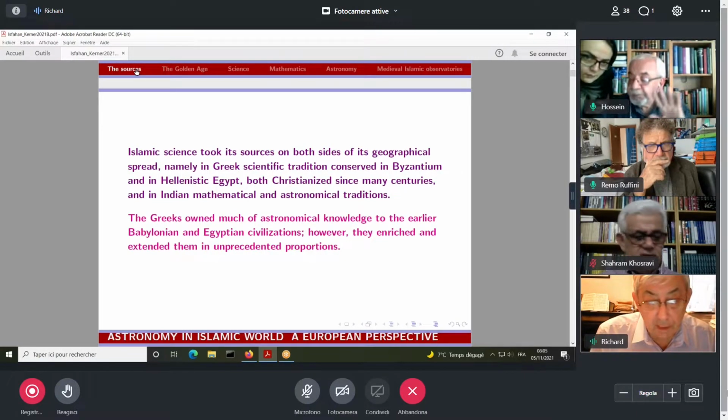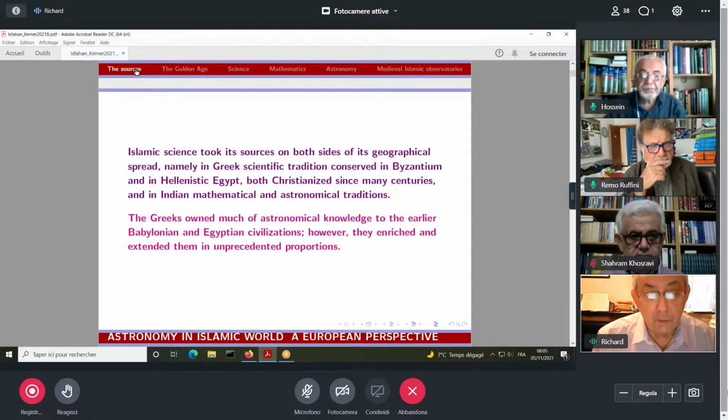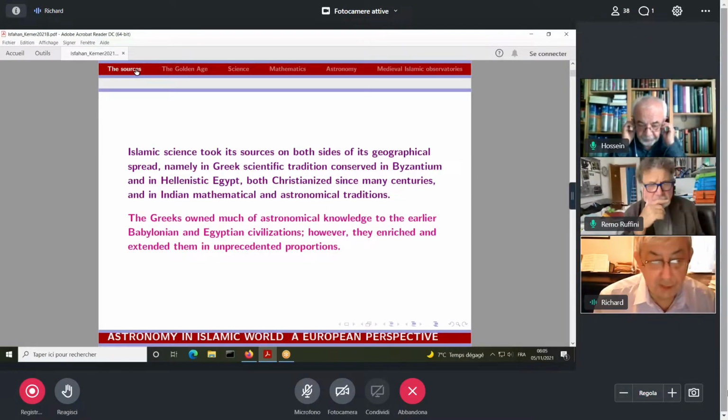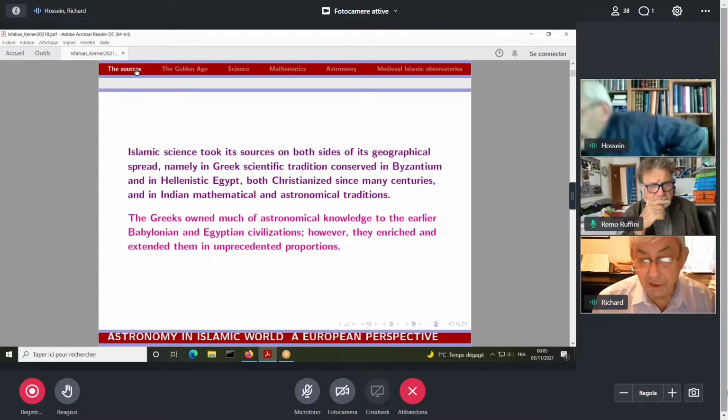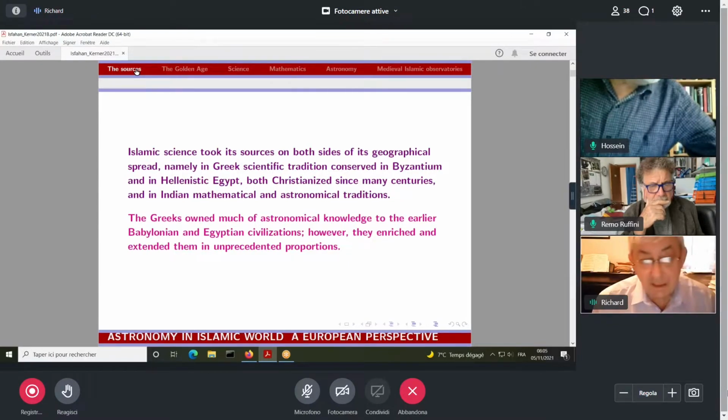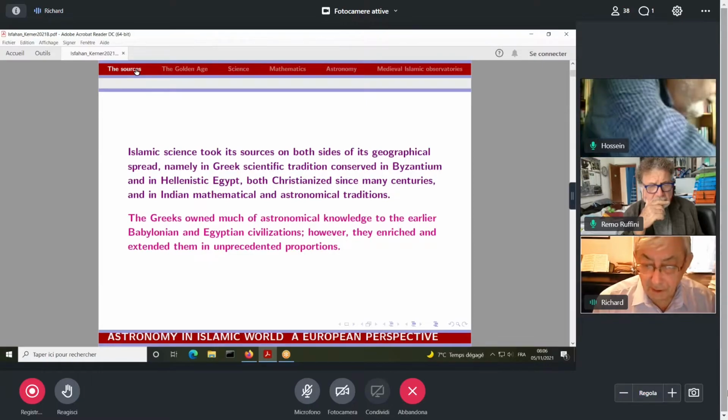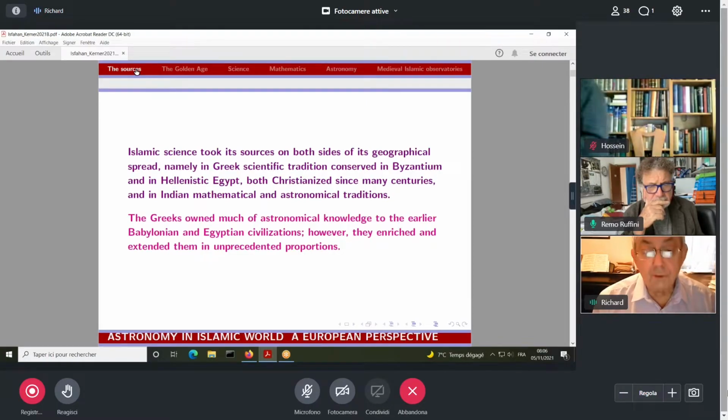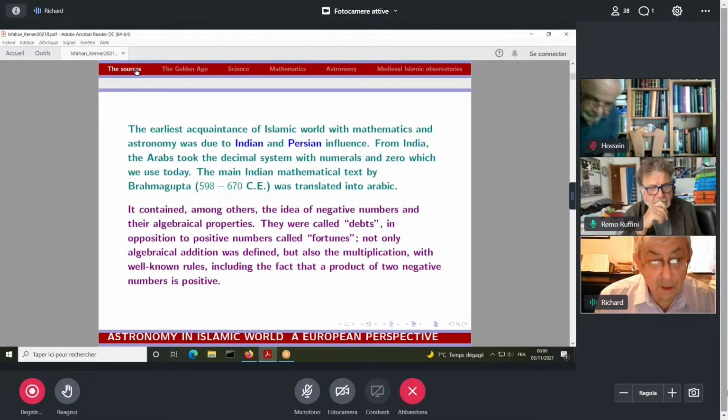And I start with the sources. Islamic science took its sources on both sides of its geographical spread, namely in the Greek scientific tradition, which was conserved in Byzantine and Hellenistic Egypt, both Christianized since many centuries, and in Indian mathematical and astronomical traditions. The Greeks owed much of their astronomical knowledge to the earlier Babylonian and Egyptian civilizations. However, they enriched and extended them in unprecedented proportions.